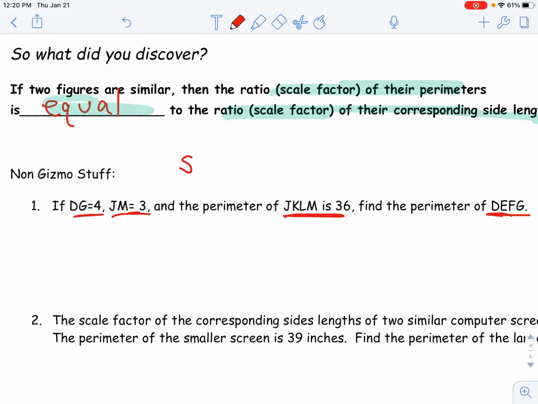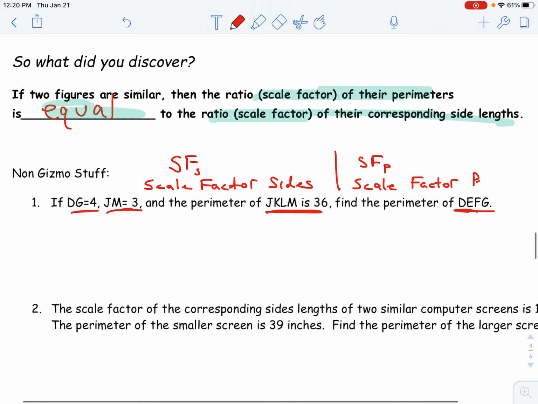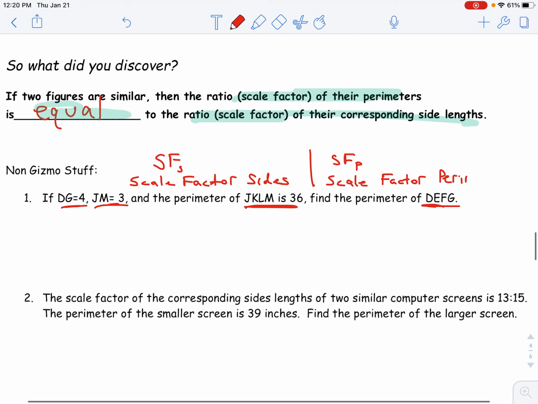So remember, this is the way I like to write it, like SF. S means scale factor for sides. We have SFP, scale factor for perimeter. All right, so remember, the scale factor of sides equals the scale factor for perimeter.